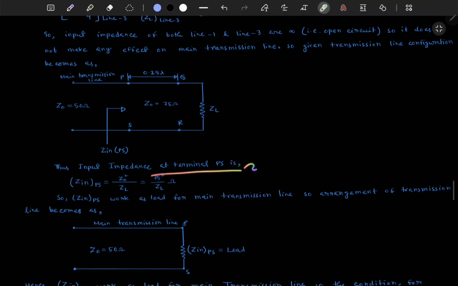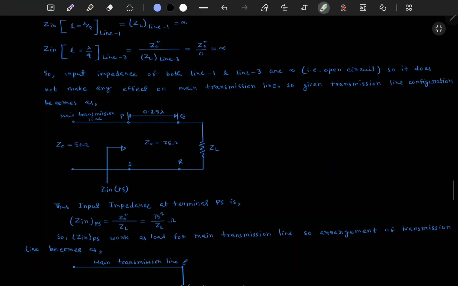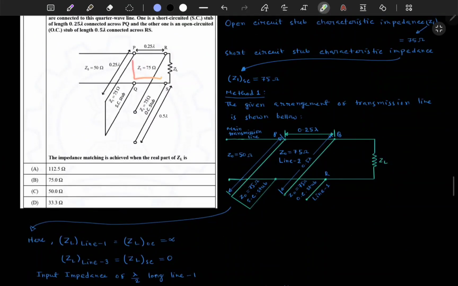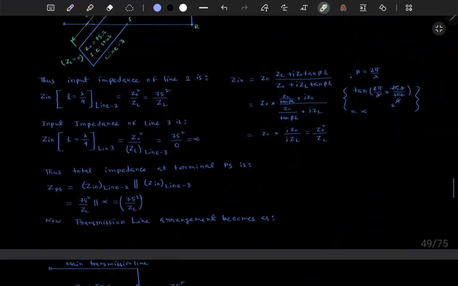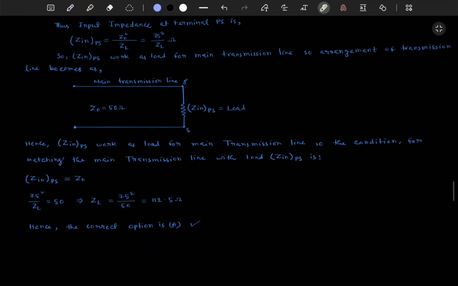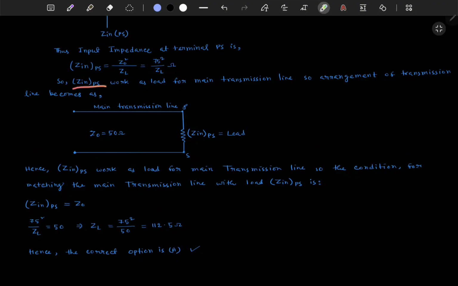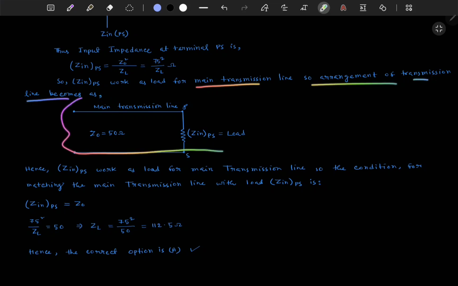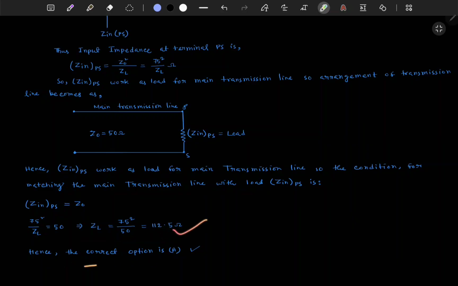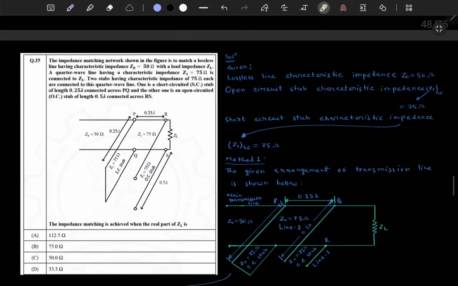Okay, thus the input impedance at the terminal PS is only Z square by ZL, it is 75 square by ZL, okay, because here Z0 is 75. Okay, here it is already given also. Okay, 75 square by Z0. So Zin at PS works as a load for the main transmission line. So the arrangement of the transmission line becomes this one. So here if we calculate, this is the first option.